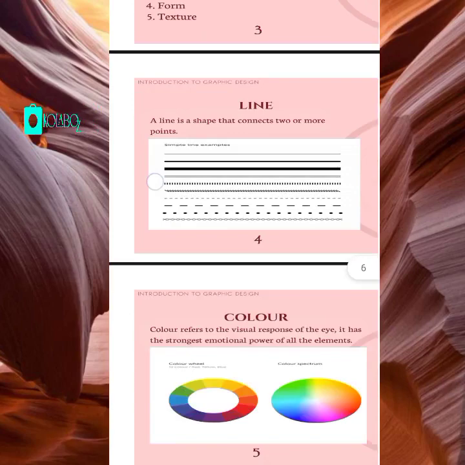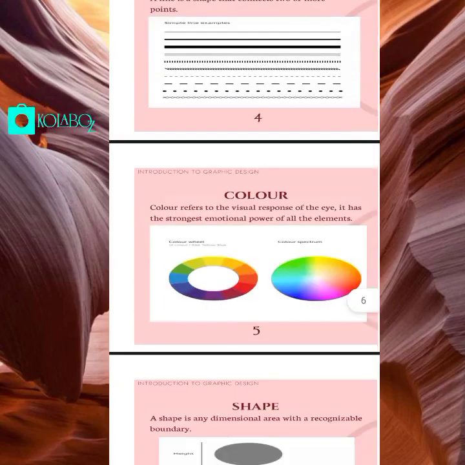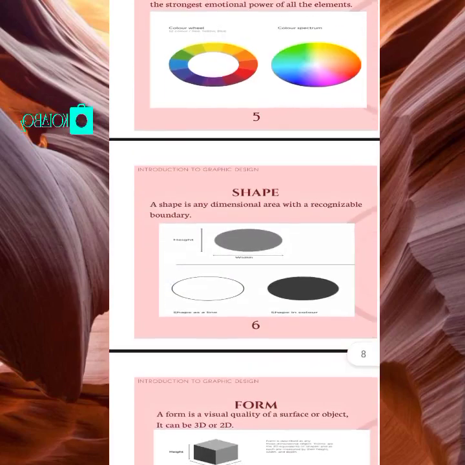The next one is color. Color refers to the visual response of the eye. It has the strongest emotional power of all the elements. When you see it, there is a response to the eye because it's sharp. You understand? So color is also part of the elements of graphic design. Now the next one is shape. A shape is any dimensional area with a recognizable boundary. So it has a boundary.